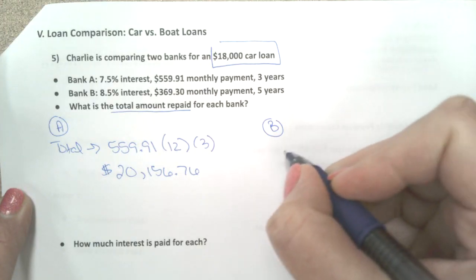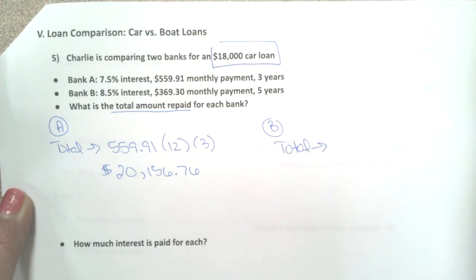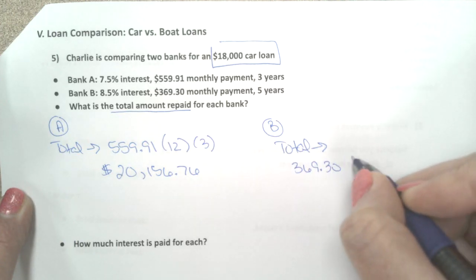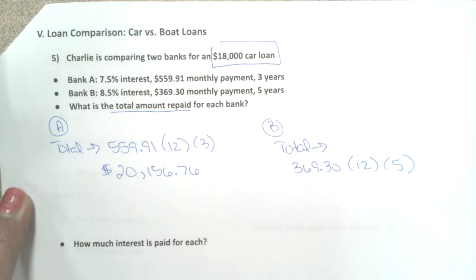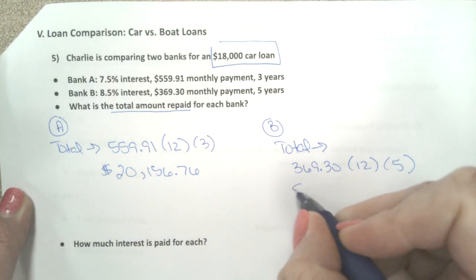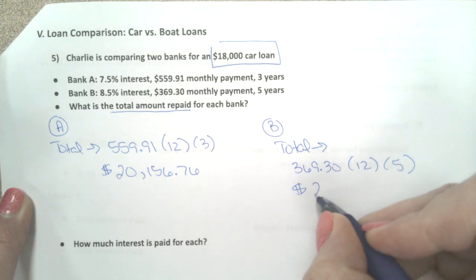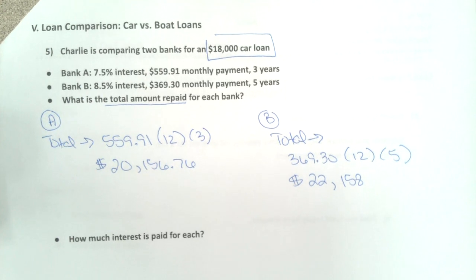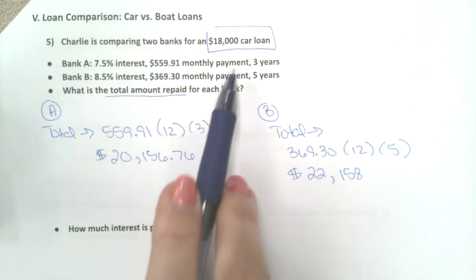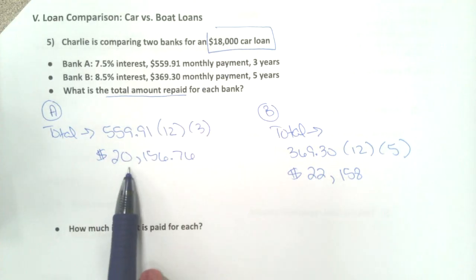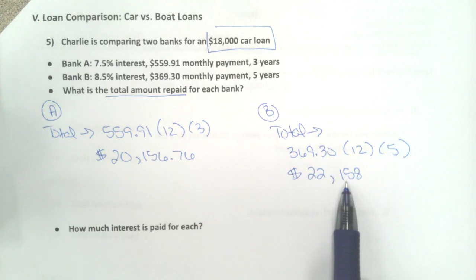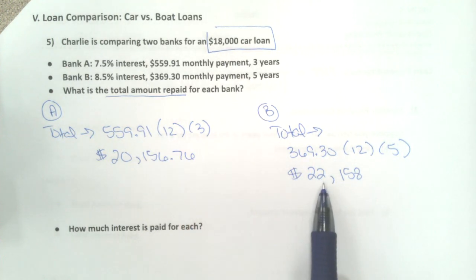At B, I'm going to pay back $369.30 every month for 5 years. And so when I multiply that together, I get $22,158. So once again, they gave me $18,000. Bank A, I will have given them back $20,000. Bank B gives me $18,000. I'll have given them back $22,000.